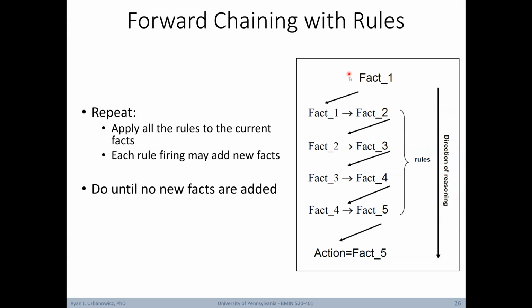So in this very rough example, we have a fact here at the top, and we have a set of rules in our knowledge base. Fact 1 satisfies our first rule, which creates a new fact that's added to our knowledge base. This new fact then allows our next rule to be triggered, adding fact 3. Fact 3 allows fact 4 to be triggered. Fact 4 allows fact 5 to be triggered. And perhaps fact 5 is our goal, or some kind of decision or action that's going to now take place.